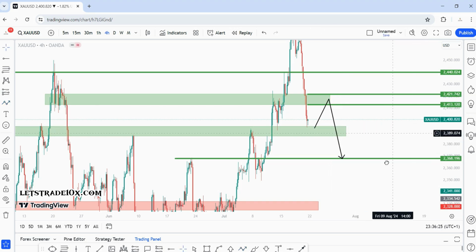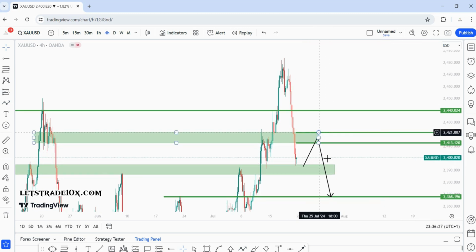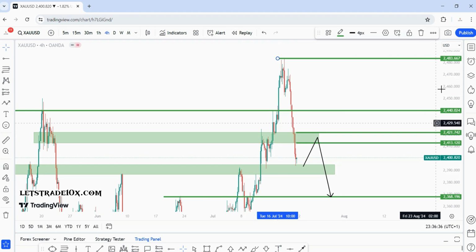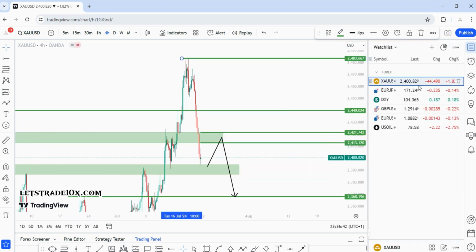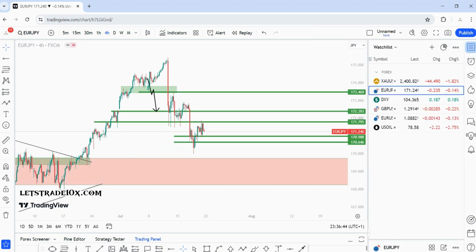All right, so these are my buy and sell scenarios. For sells, my target is 2368. Then for buys, my target will be these obvious highs that price has created for us around here, which is 2483.667. Now onto the next pair, EURJPY.